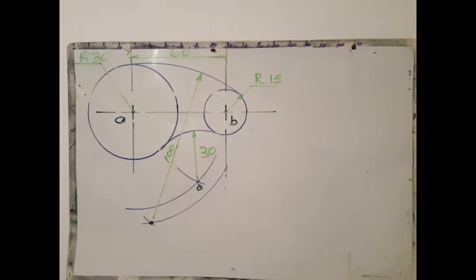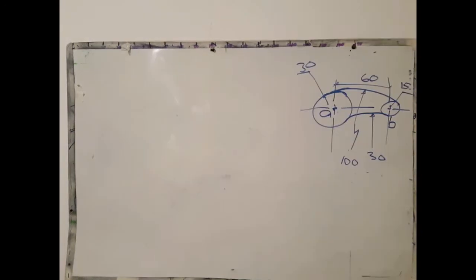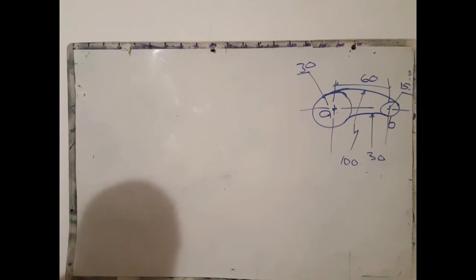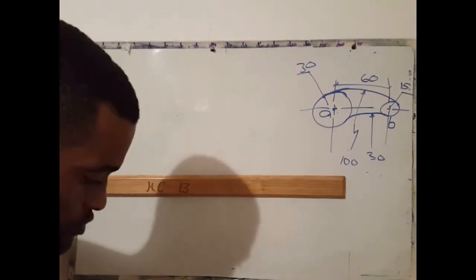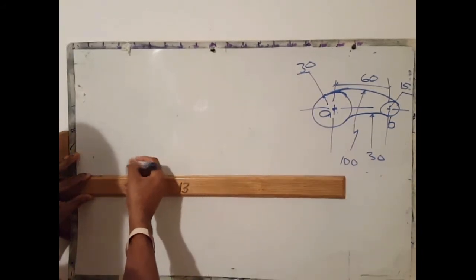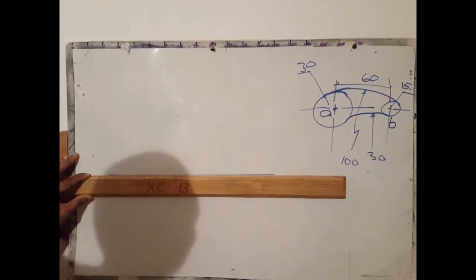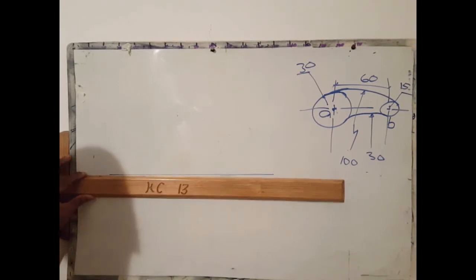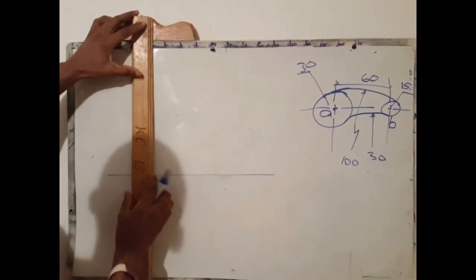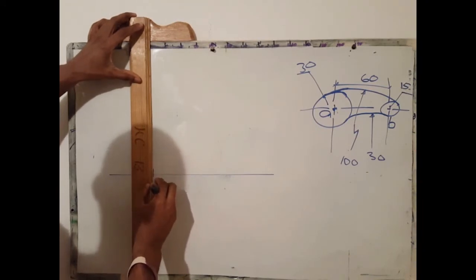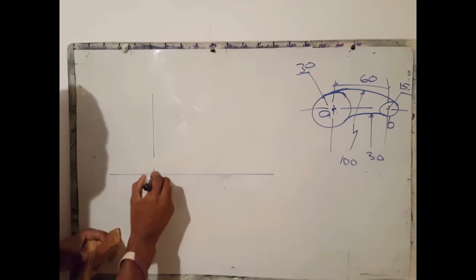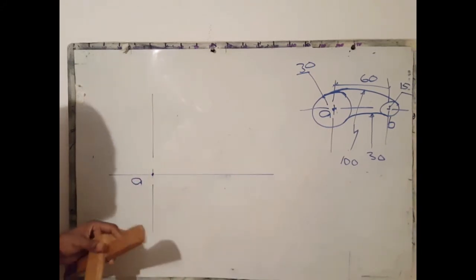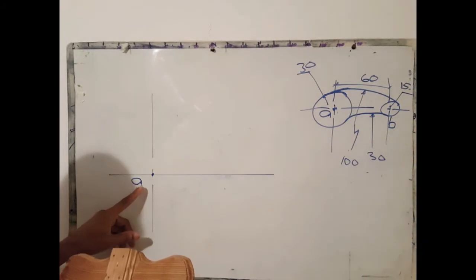Giving you a moment to write those measurements down. The first step to draw this figure is to draw a horizontal line of approximately 100 millimeters. The next step is to identify your starting point A. Here is my point A.